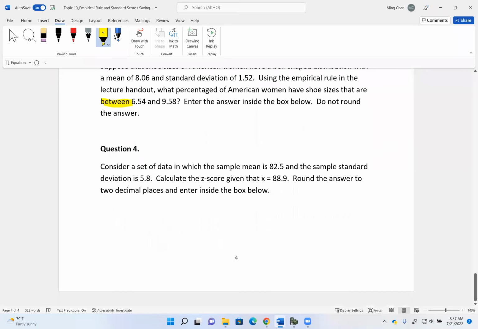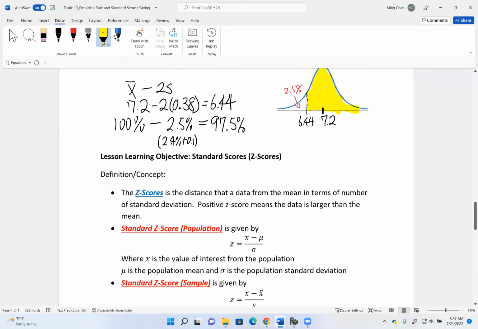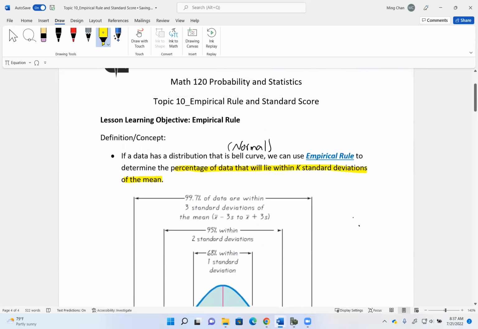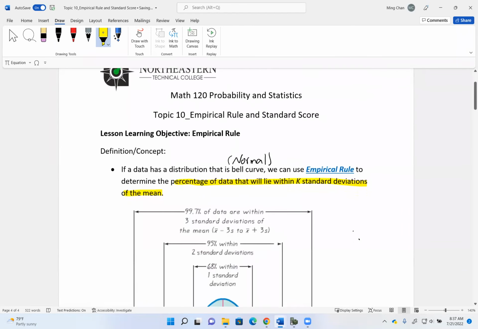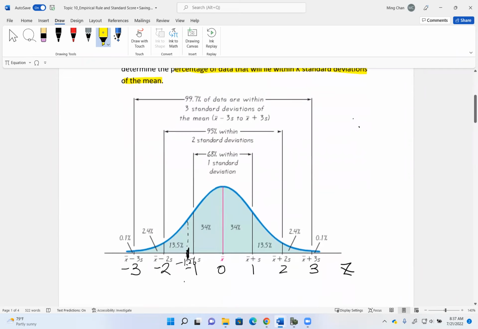All right. So just real quick, we talked about what the empirical rule is and how we can find what we call a standard score, or the z-score. Basically, standardize all the given information, and then calculate them in terms of how many standard deviations away from the mean.